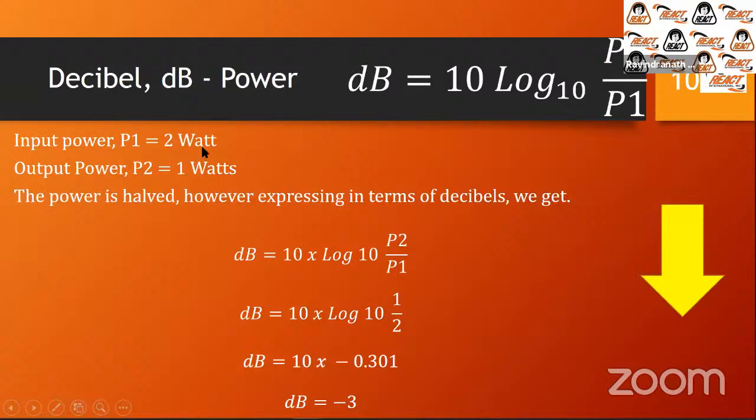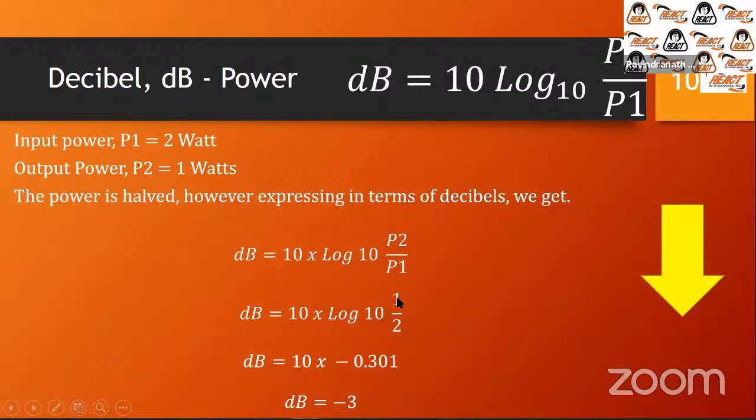But what is the dB calculation? The power is halved, right? But in terms of dB, let's see what the result will be. So again, it's power 1 and power 2. Power 2 is on the numerator and power 1 is on the denominator.